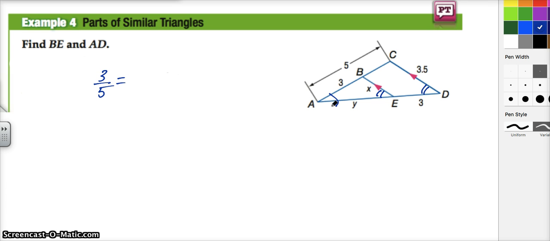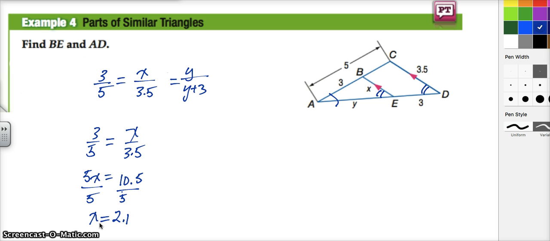And notice that we can find X by saying X to 3.5, right? So small to large, small to large. And then I'm going to similarly do that Y to Y plus 3. Small to the larger side. And so that should give me the ability to solve this problem. So I'm going to cross multiply, as you know I will. And with a little bit of work, we get that X is equal to 2.1.